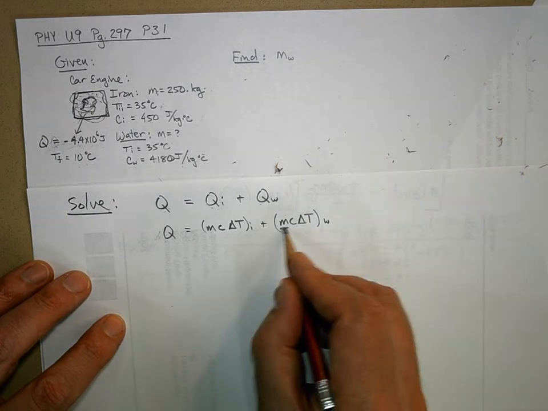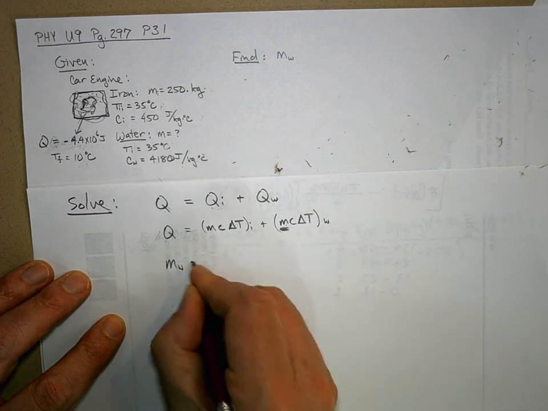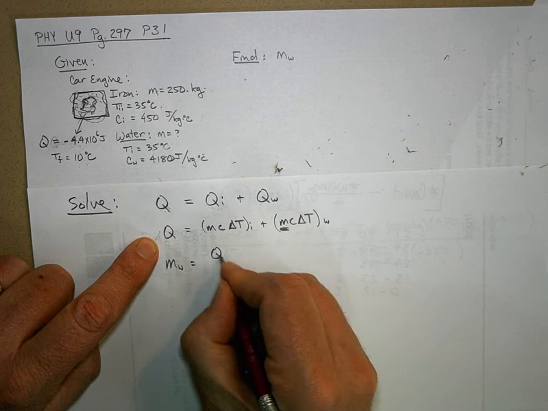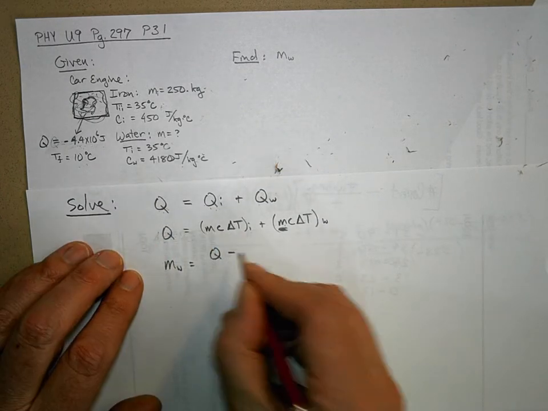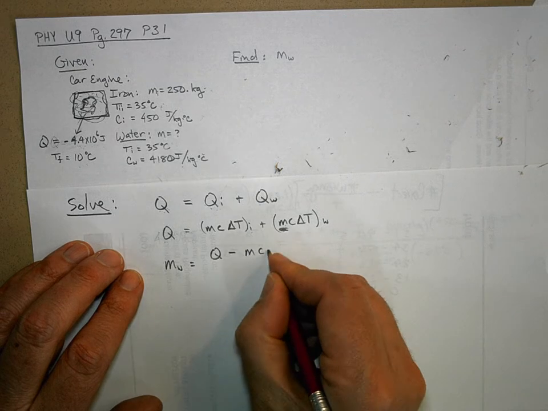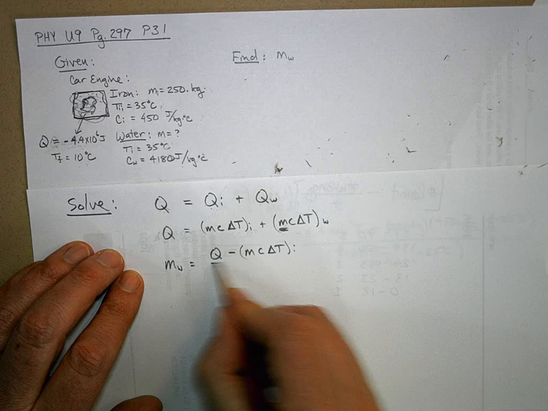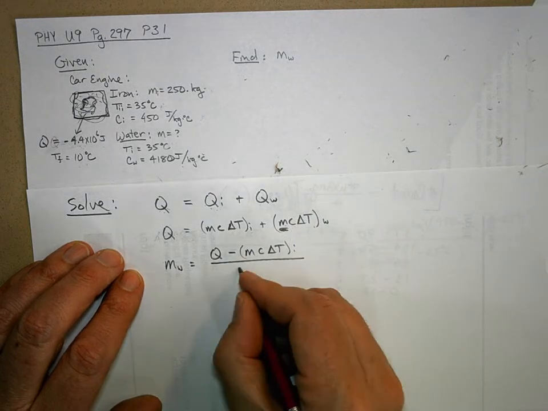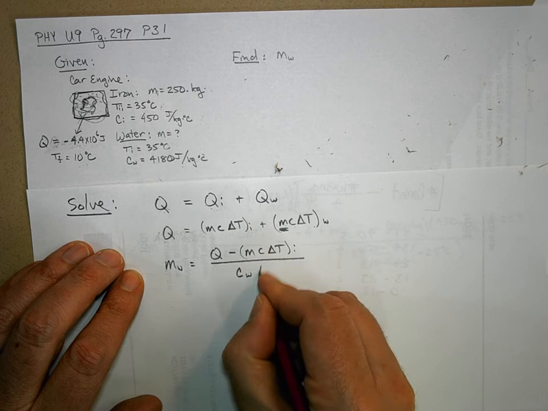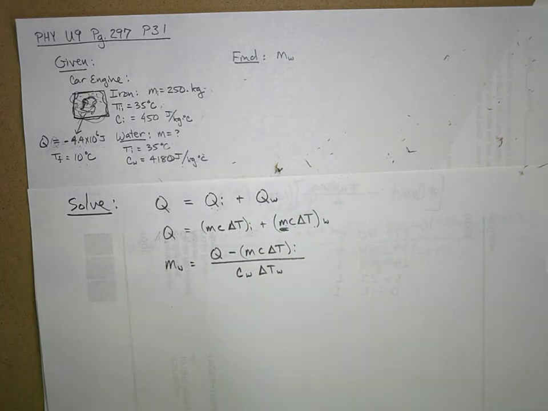So let's solve for the mass of the water. I'm just going to do it in one step. The mass of the water is equal to the heat lost by my system, then I'm going to subtract this to the other side, minus MC delta T for the iron, divided by C of the water times delta T of the water. Now I'm going to plug in values, and this is where we have to be really careful.